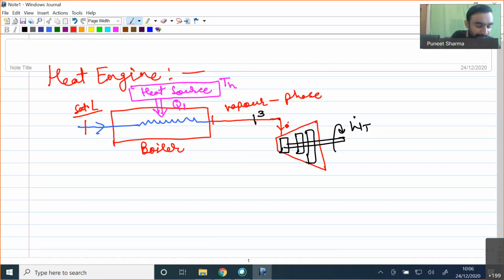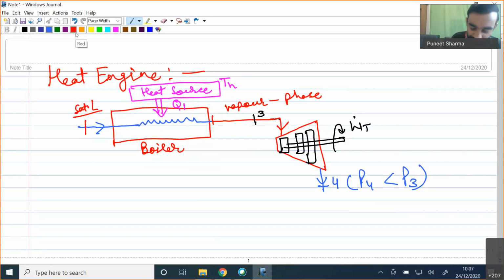Now what happens at the exit of the turbine? We may have exactly the vapor phase, or we may have a mixture of liquid plus vapor, but state 4 will have lower pressure in comparison to the pressure at state 3. So P4 will be less than P3, because in the turbine work is done at the expense of the working fluid pressure. This is point number 4.